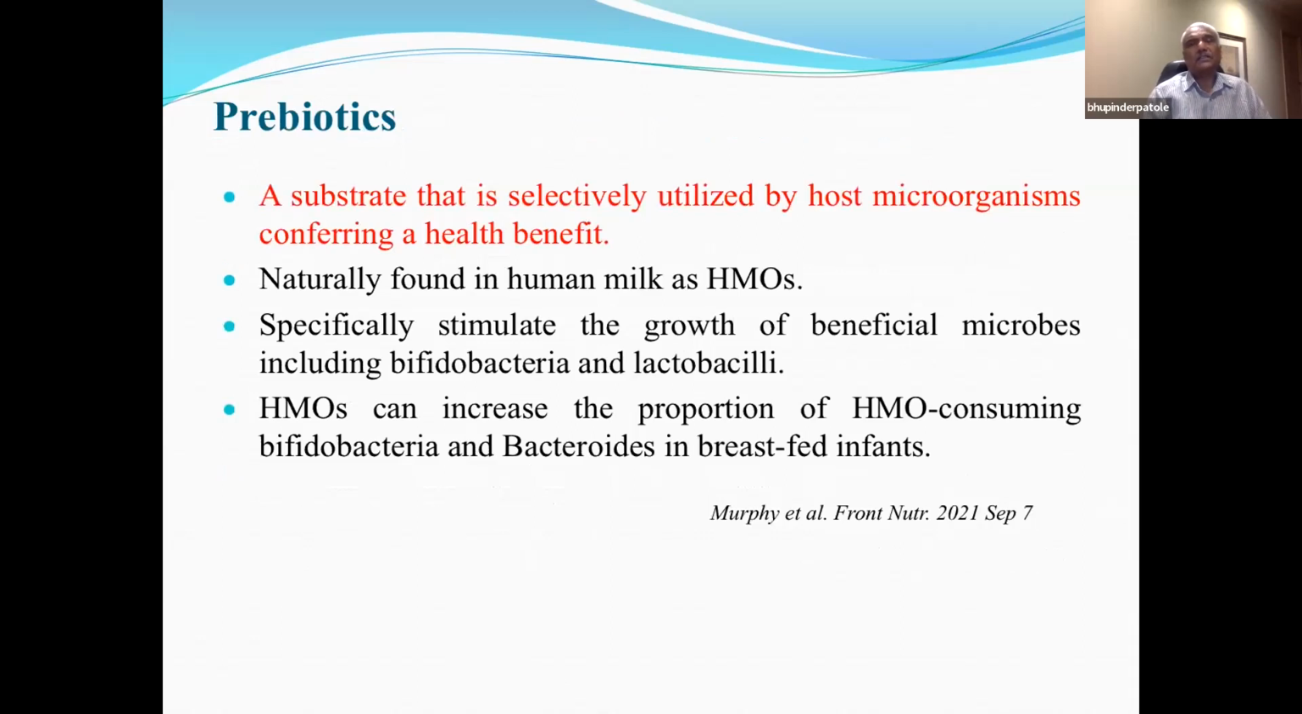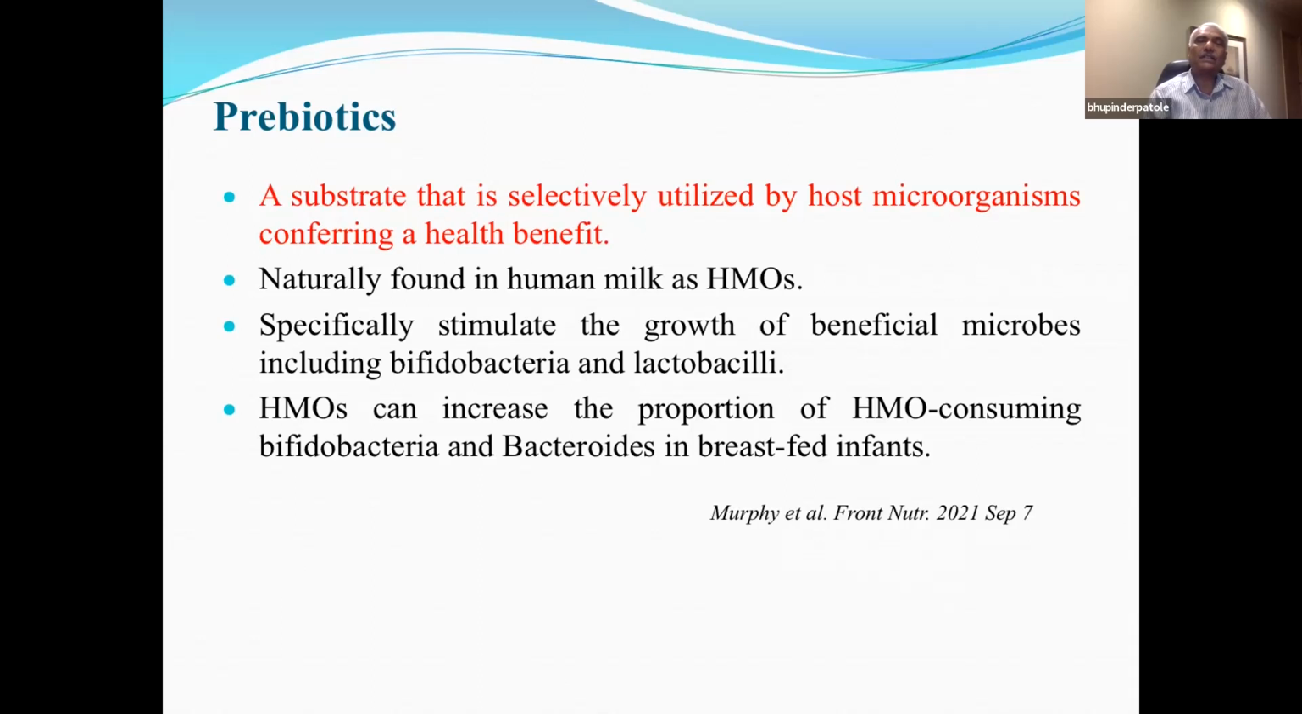We know that when we use the word prebiotics, what we mean is synthetically developed human milk oligosaccharides in the lab. Basically, they are just a substrate that is selectively used by the bacteria in the baby's gut, giving them a proper benefit. So when they are naturally present in the milk, they are called HMOs. When you develop them in the lab, they are usually called prebiotics. But the mechanisms of benefit of prebiotics are similar to HMOs.